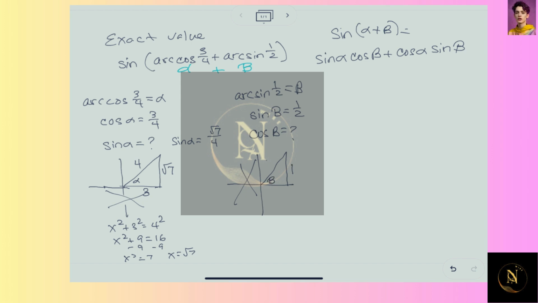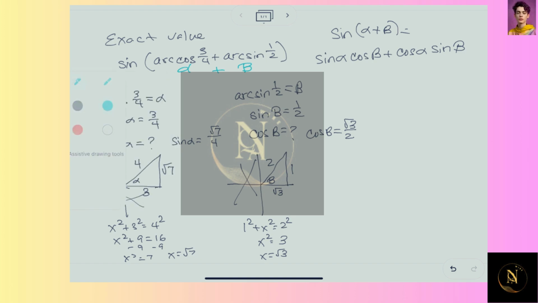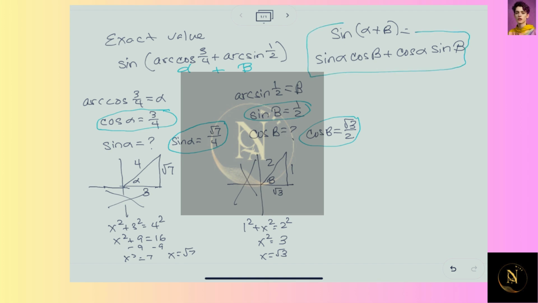Sine is opposite over hypotenuse, and again, you could use the Pythagorean theorem if you need to. You get x squared is 3, so x is radical 3. So that means the cosine of beta is going to be rad 3/2. Now I'm going to take these values that I just got. Here's cosine alpha and sine alpha. Here's sine beta and cosine beta, and I'm just going to take them to my formula right here.